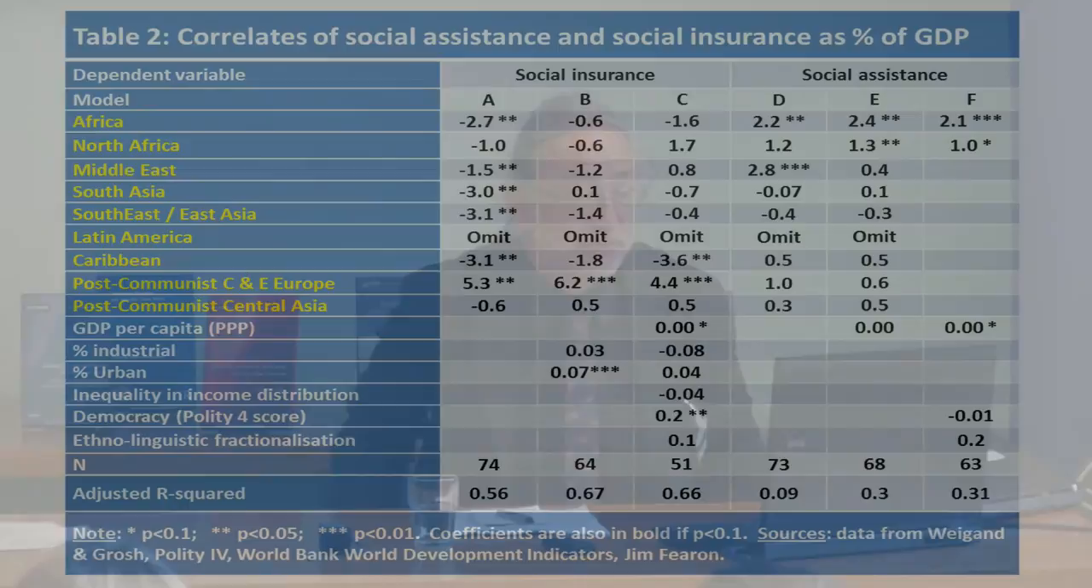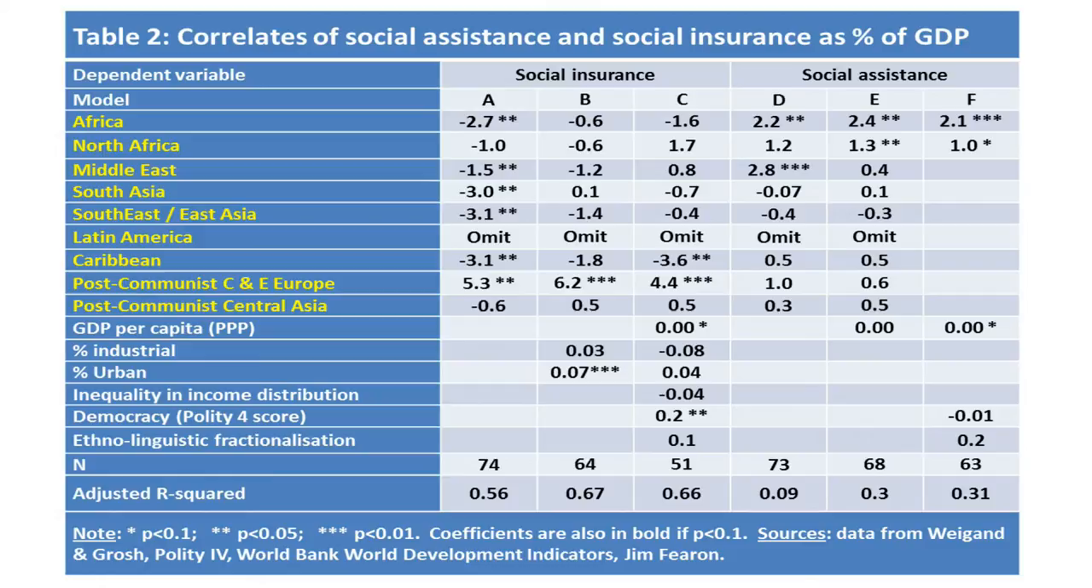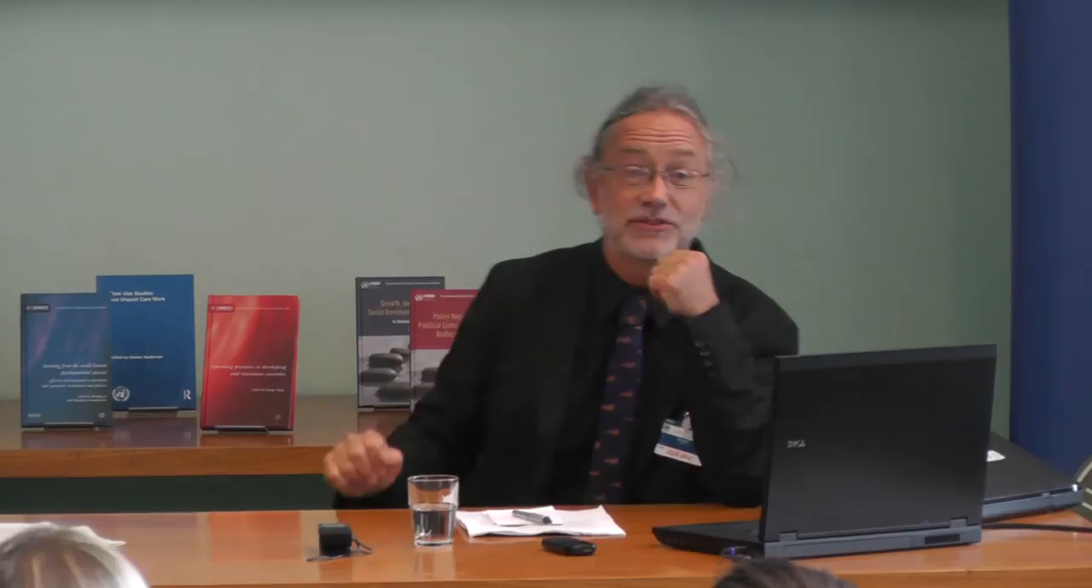So what's going on here? Well, we can run some regressions on these measures. The first three columns here are running regressions on social insurance spending, and the second set of three columns are models on social assistance spending. The first model just shows regional dummies, and if you just say, can we predict how much a country spends on social insurance on the basis of region, then region appears to be quite significant.